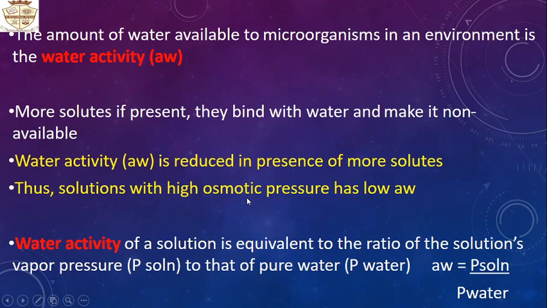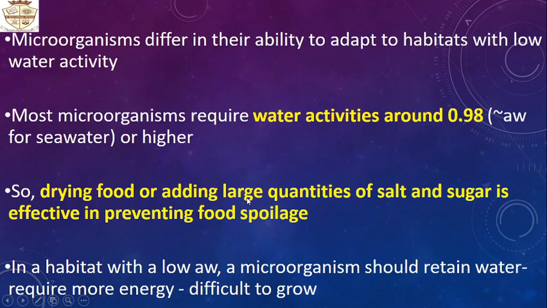Now, water activity can be determined as the ratio of the solution's vapor pressure to that of pure water. So, water activity, Aw, is equal to P solution divided by P water. Microorganisms differ in their ability to adapt to habitats with low water activity. So if placed in an environment which does not have free water available for their growth, they cannot grow in that environment. This is the basis behind drying food or adding large quantities of salt and sugar, which prevents food spoilage. Food preservation by making jams, pickles, jellies, they all have high concentration of solutes which will bind the water available in the environment. Microorganisms cannot grow, so they cannot cause food spoilage.